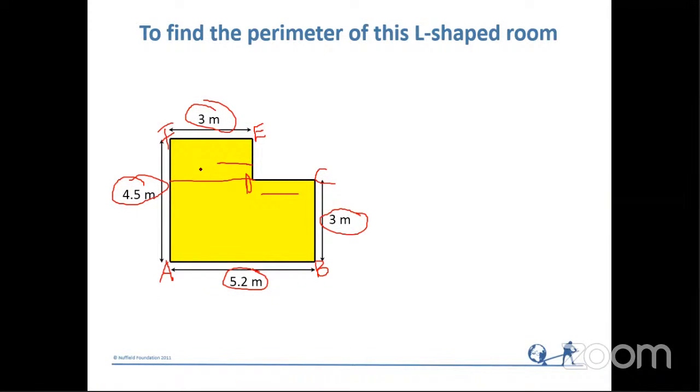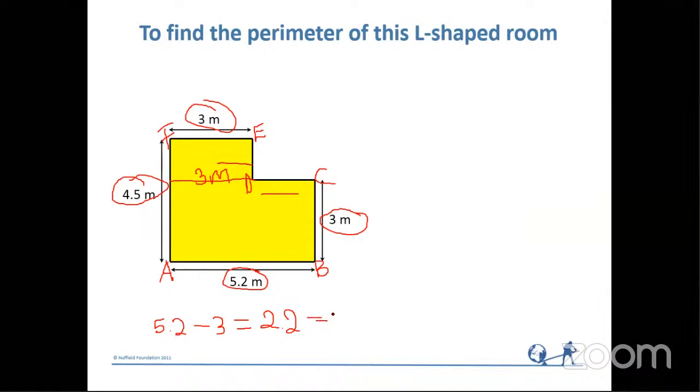to join here, so this would also be 3 meters. So we get 5.2 minus 3, and this would give us 2.2. Okay, and this is equal to DC.